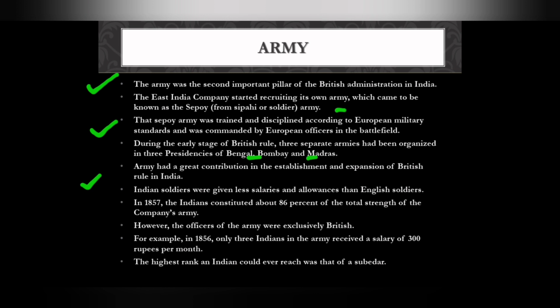Okay. For example, in the year 1856, only 3 Indians in the army received a salary of 300 rupees per month. In the year 1856, only 3 Indians in the army received a salary of rupees how much? 300 per month. Okay. The highest rank an Indian could ever reach was that of a Subedar. Subedar is nothing but soldier. Okay.